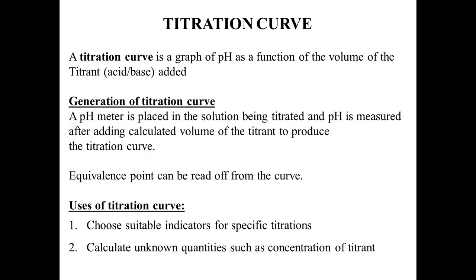So how do I generate the titration curve? To generate the titration curve, I need a pH meter and the two solutions used for titration. I insert the pH meter in the solution being titrated, and the pH is measured after adding a calculated volume of the titrant to produce the titration curve. And from the titration curve, the equivalence point can be read off.